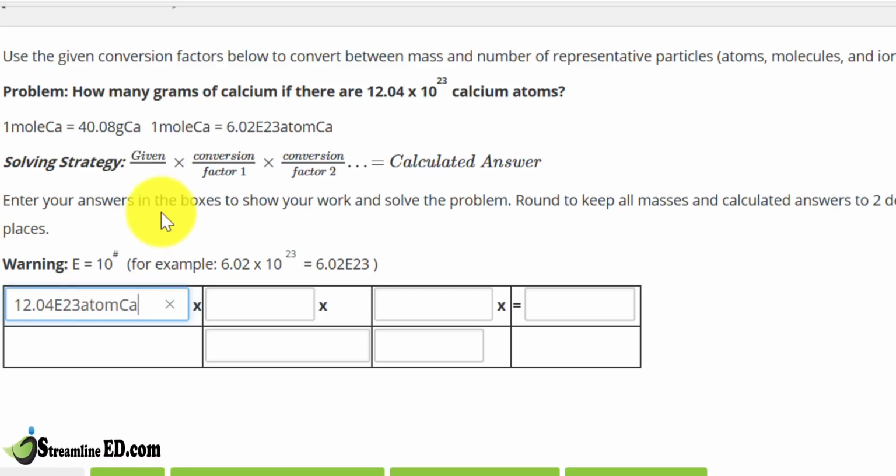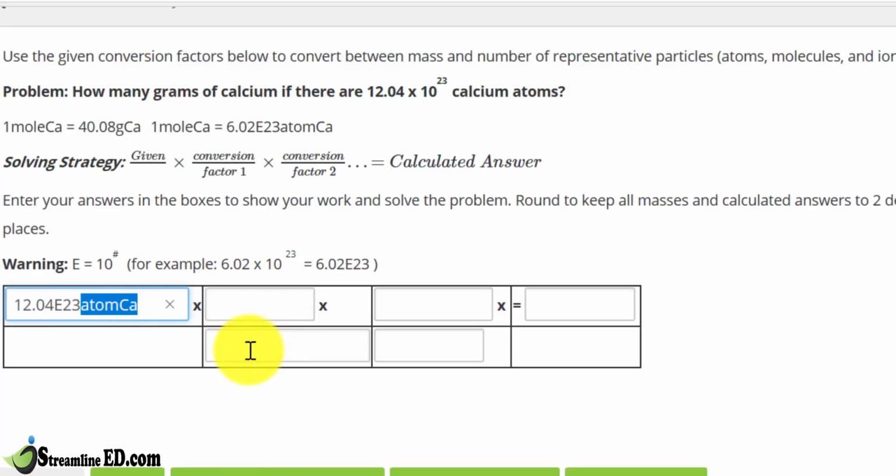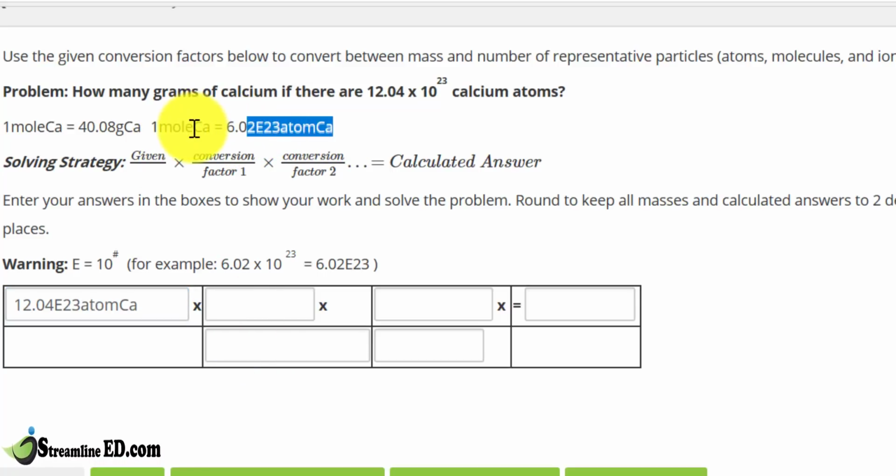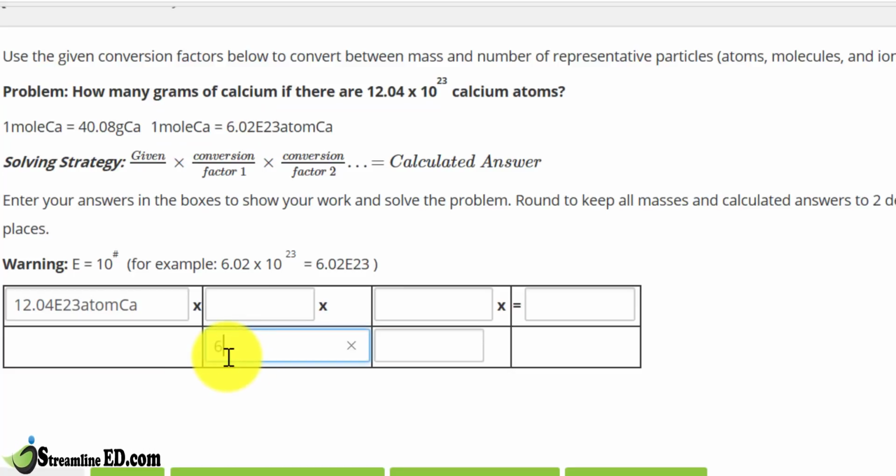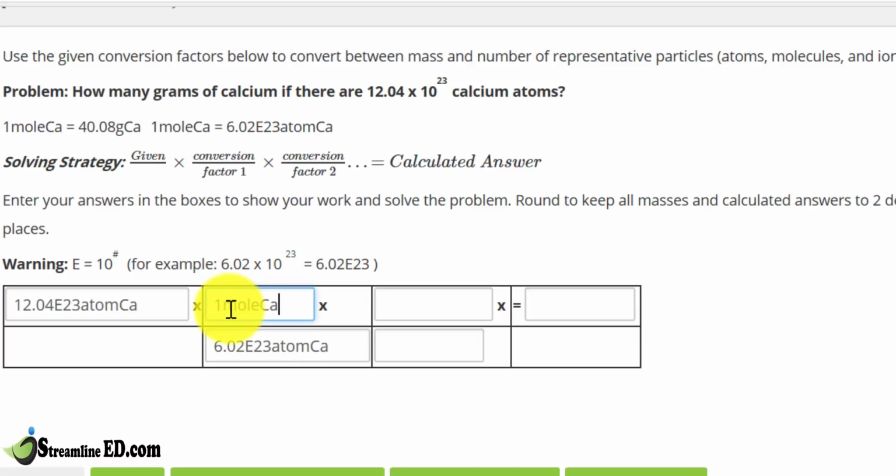That's pretty easy. Times our conversion factors, and which one are we going to use? Notice how this is atoms of calcium, so the conversion factor that we multiply by must have atoms of calcium in it. This one has atoms of calcium in it, so that's the one. We're going to have 6.02 E to the 23rd atoms of calcium. If this side is on the bottom of the fraction, this side must be on the top. So we have 1 mole of calcium. And notice how we multiply that conversion factor, and the atoms of calcium cancel each other out, giving us mole.